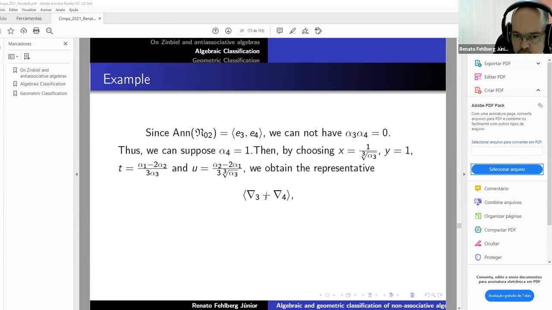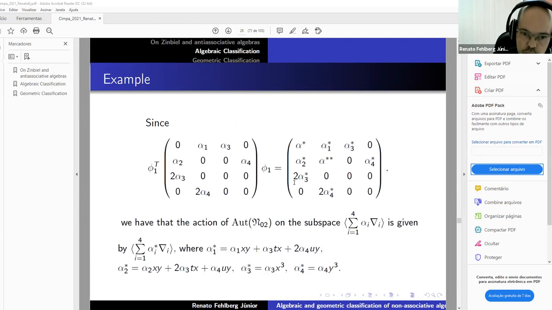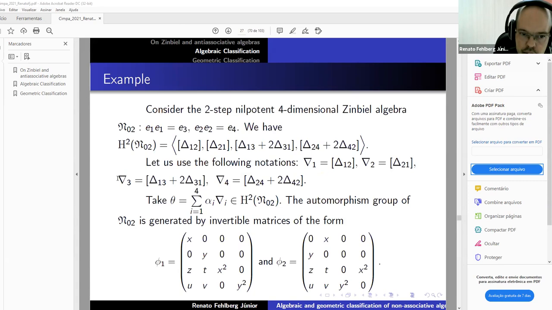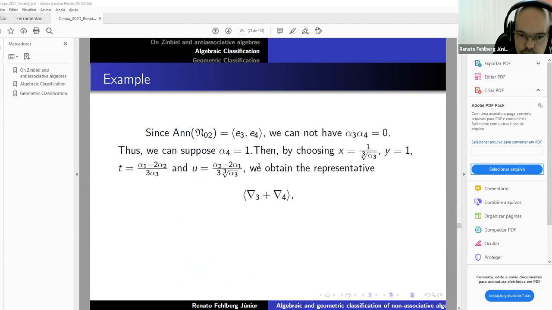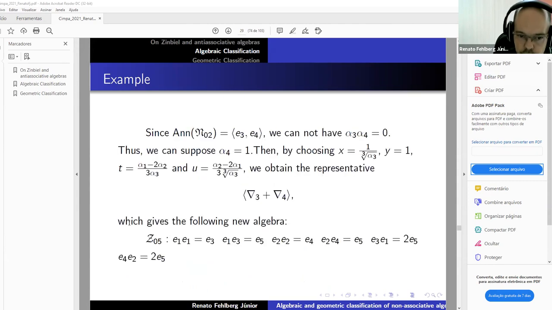Okay, and when you return here to see what these elements are, in this case the sum is this other element, we obtain the following algebra that we denote by Z5. It's just the order in which we classified it, and it's given by this product. And remember that the products that do not appear are 0.